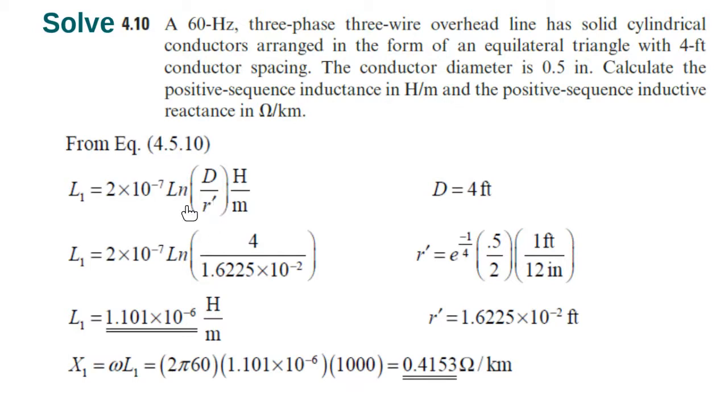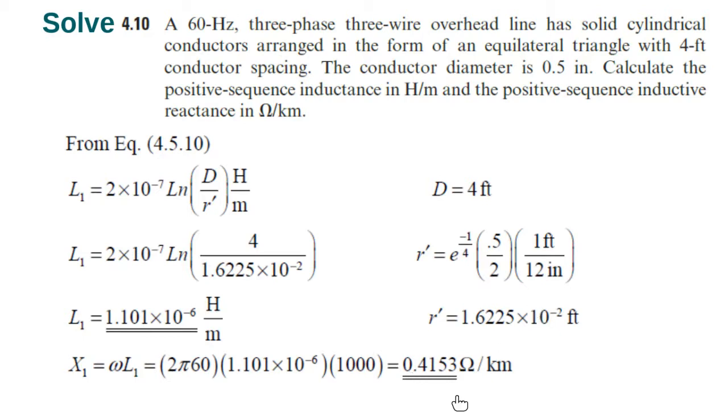Okay, this is R, the radius of the conductor. Here we have two types: what's called solid cylindrical, and the other is stranded conductors, not solid. So here we assume the conductor is solid. You just plug in the numbers, and with the 2 pi f, you will get the ohm.